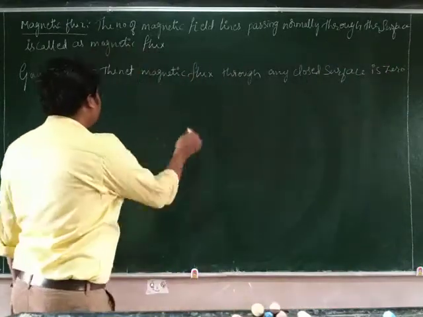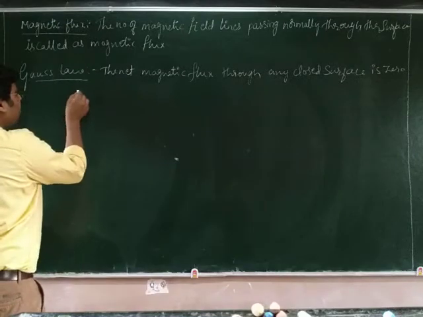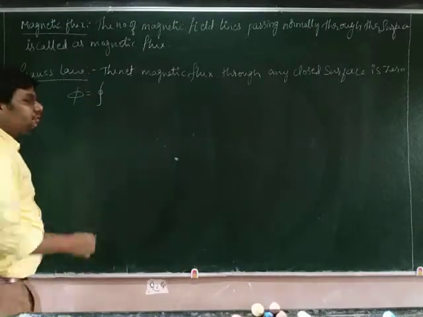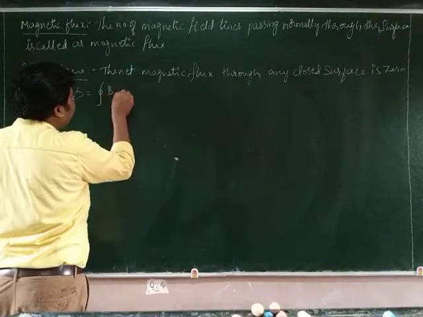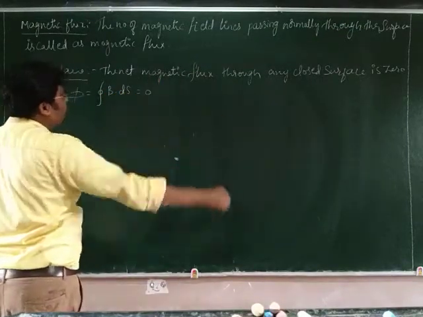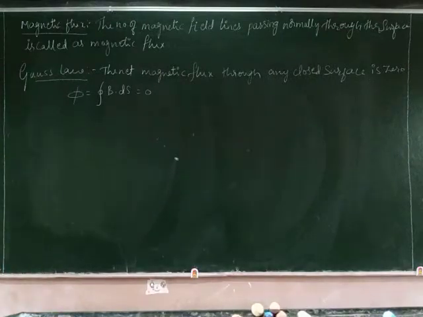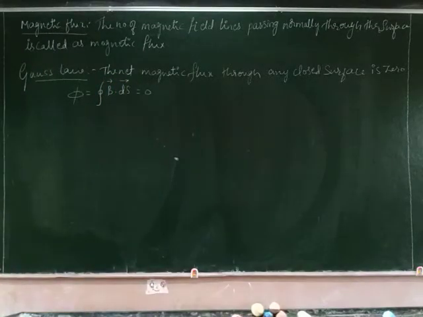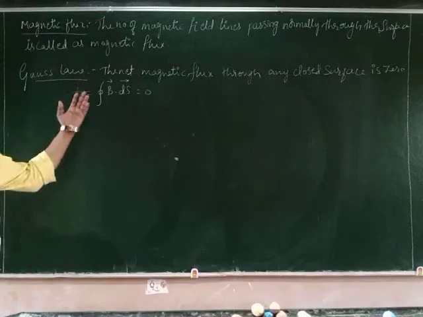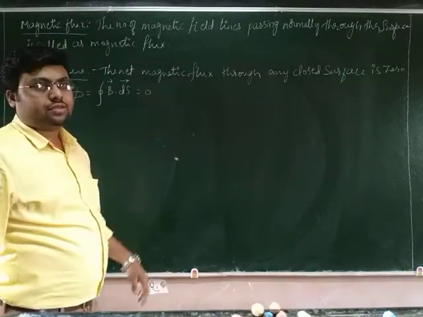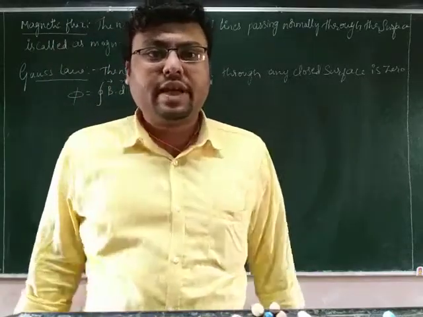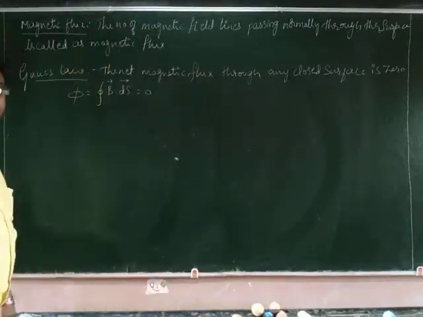Okay, you can write that as phi is equal to the surface integral of B dot dS is equal to 0. It is the statement. It can be asked for 1 mark. If they have asked for 1 mark, you simply have to write the statement and this equation. If they have asked for 3 marks, a little bit of explanation is needed. We will go through that explanation.